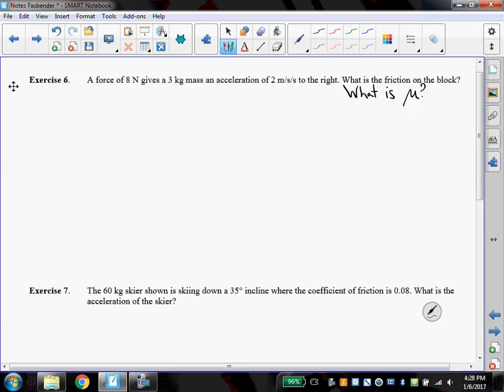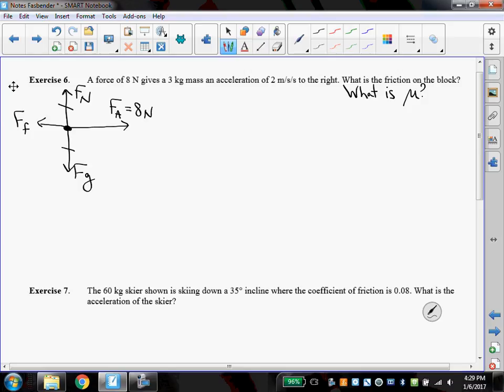To solve this problem, we need to use all of the tools that we always use to solve force problems, meaning that we first need to draw a force diagram. On this object, there is a force of gravity going down, and there is a normal force going up. We're going to go ahead and assume that this is on a horizontal surface, so those two forces must be balanced. They tell us that we are pushing this block, so there is an applied force of 8 newtons. And then we're trying to figure out a bunch of stuff about the force of friction, so that must be pointed in the opposite direction.